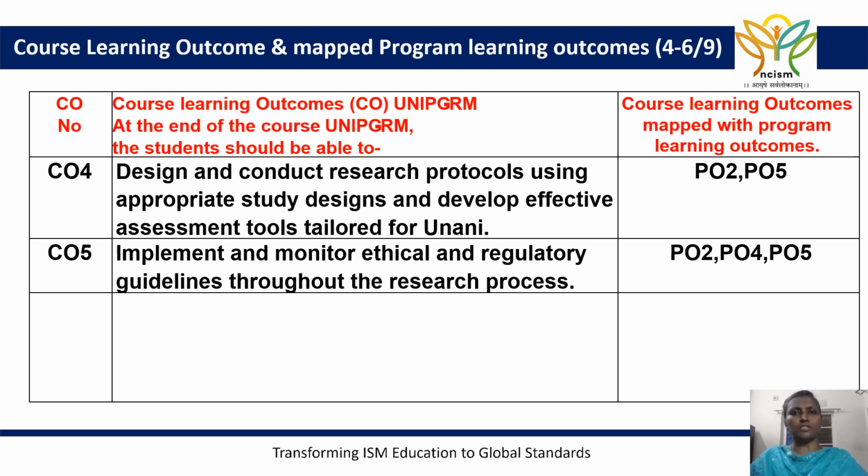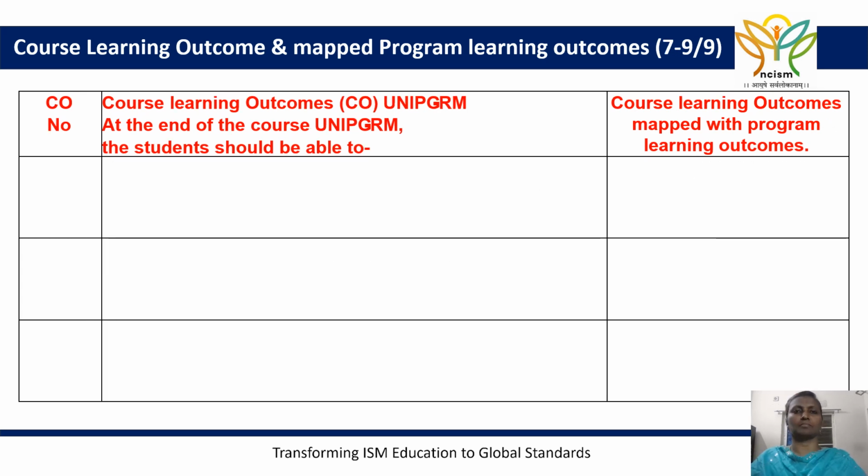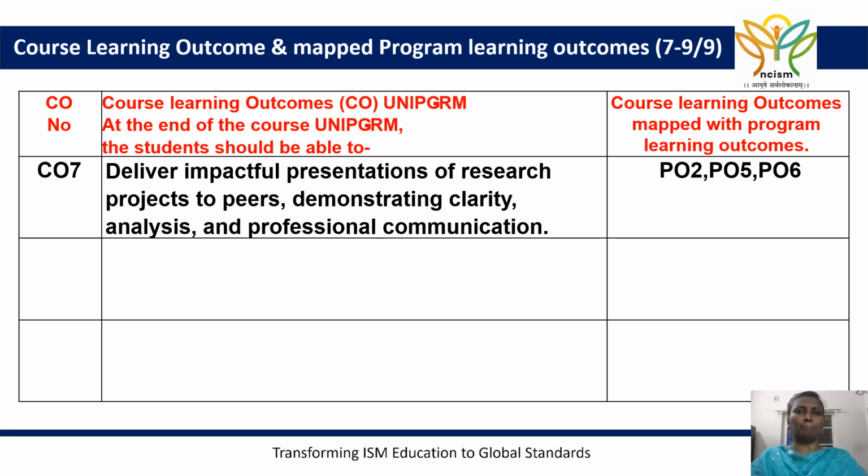CO5. Implement and monitor ethical and regulatory guidelines throughout the research process. This CO is mapped with PO2, 4 and 5. CO6. Prepare and disseminate research findings through presentations, publications in indexed journals and other professional platforms adhering to publication ethics. It is mapped with PO2 and 5. CO7. Deliver impactful presentations of research projects to peers, demonstrating clarity, analysis, and professional communication. It is mapped with PO2, 5, and 6.